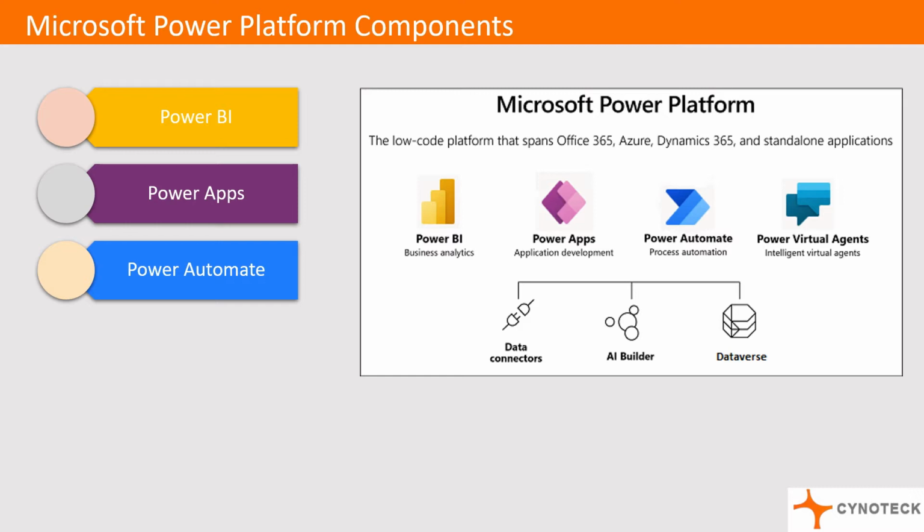Third in the line we have Power Automate. It was previously known as Microsoft Flow. It automates the workflow between your apps and services and thus it streamlines the repetitive tasks. Last but not the least is the Power Virtual Agent. It is the latest addition to the Microsoft Power Platform family. It is used to build intelligent chatbots that can help you to solve common customer queries quickly.